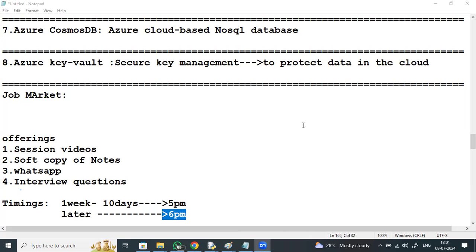Class duration will be 1 hour daily, Anil Kumar, on weekdays. The total duration per day will be 1 hour.